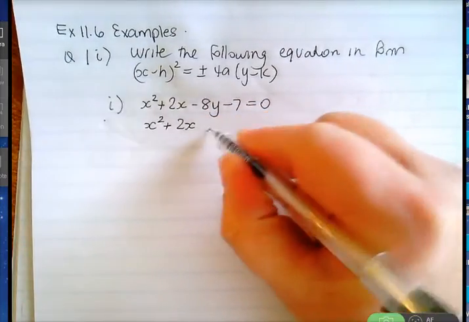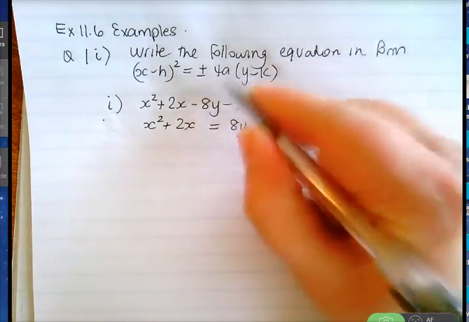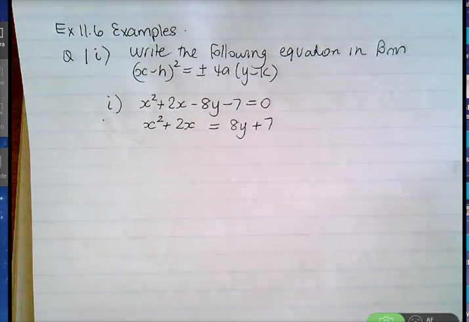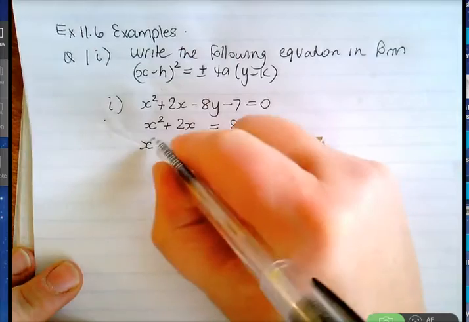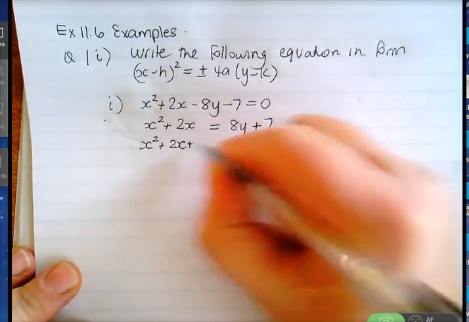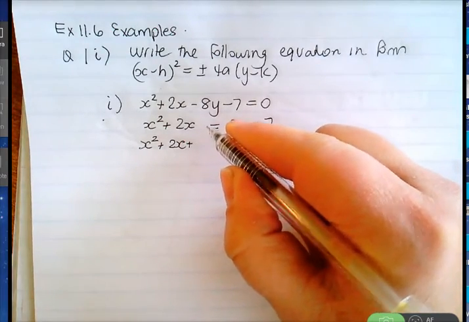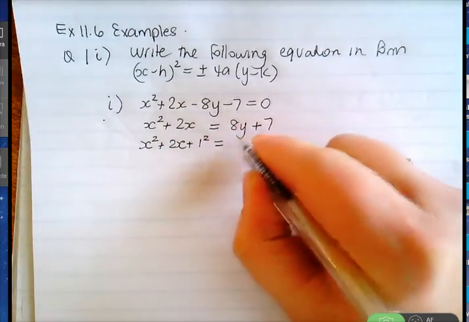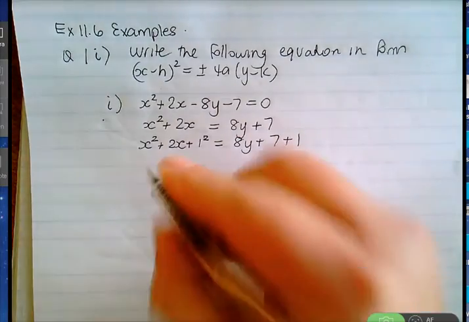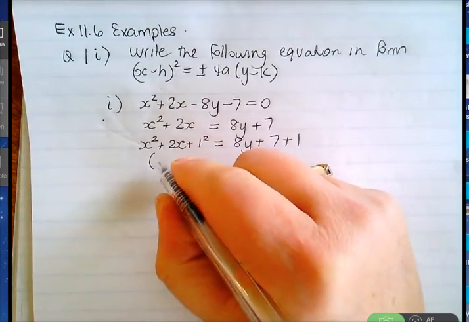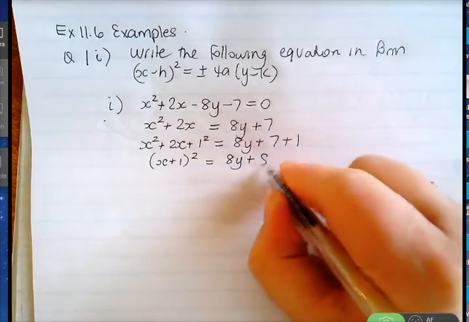So we've got x squared plus 2x equals 8y plus 7, because everything else with y and constants is over this side. All right? Now, how do I complete the square on the x squared plus 2x? x squared plus 2x plus half the b. Half of 2 is 1, so plus 1 squared is equal to 8y plus 7 plus 1. Now, this is looking nice. So what does the left-hand side become? x plus 1 squared equals 8y plus 8.